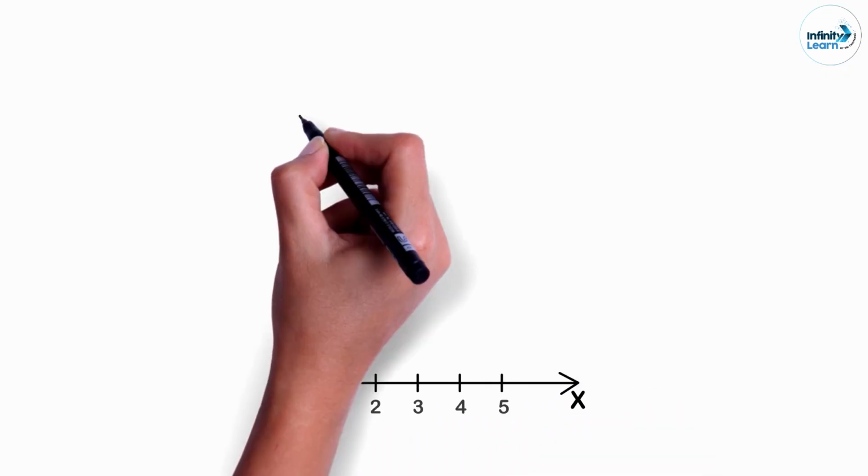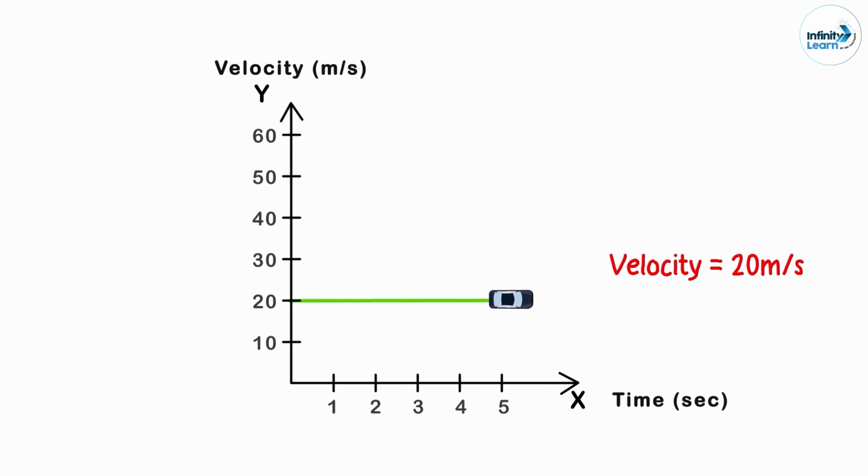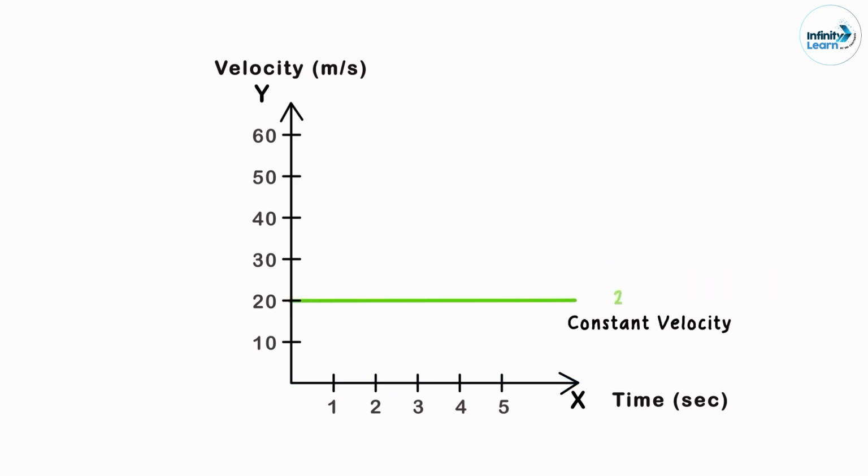How would the graph of a vehicle traveling at a constant velocity of 20 meters per second look? Assume it's traveling at a constant velocity of 20 meters per second. It would look like this: a straight flat line parallel to the x-axis. Constant velocity of 20 meters per second throughout.